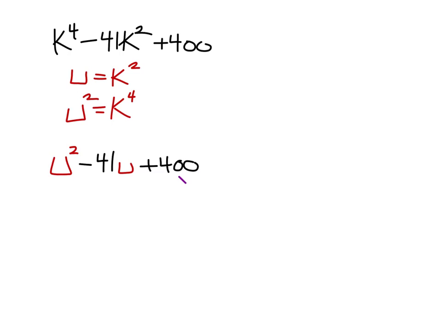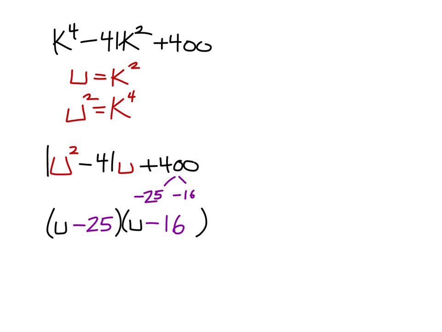So we need two factors of 400 that add up to negative 41. Very good. So that's what we got, and 25 and 16 actually is going to work out pretty well, because now we're going to split this up, right? Because the coefficient of u squared was 1. We're going to have u for both of these, and then we got the negative 25 and the negative 16.